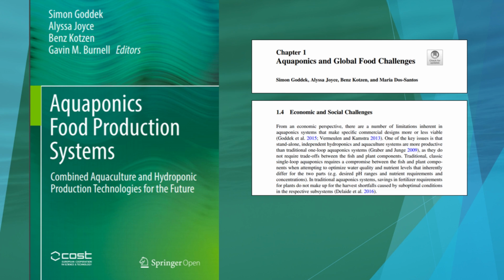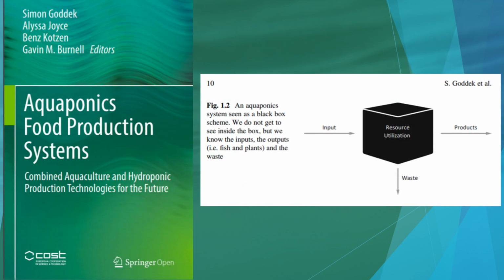Increasingly, technological advances have allowed for higher productivity ratios, see figure 1.2, which can be defined as a fraction of the system's outputs, for example fish and plants, over the system's inputs, for example fish feed and/or additional fertilization, energy input for lighting, heating, and pumping, CO2 dosing, and biocontrols. Figure 1.2 shows an aquaponics system seen as a black box scheme. We do not get to see inside the box, but we know the inputs and the outputs, for example fish and plants, and the waste.